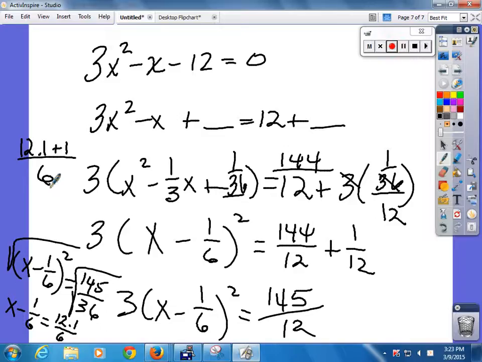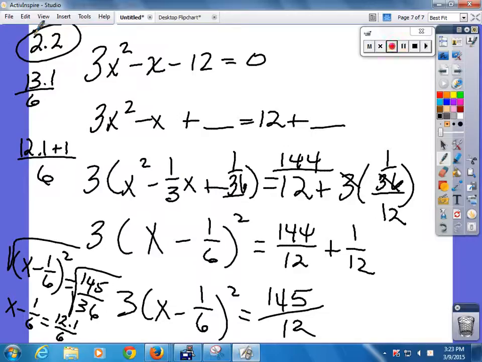Why did I use the plus? Why didn't I use the negative? Because you can't take the log of a negative. That's what I'm assuming. So 12 plus 1 is 13 over 6. And 13 over 6 comes out to be what? 2.2. So I think your answer is probably going to be around 2.2.